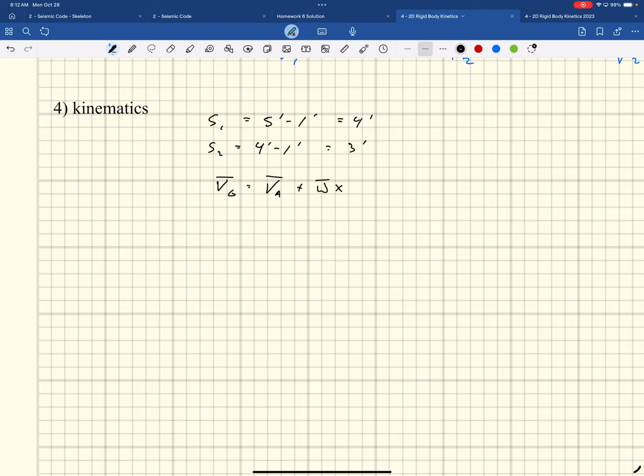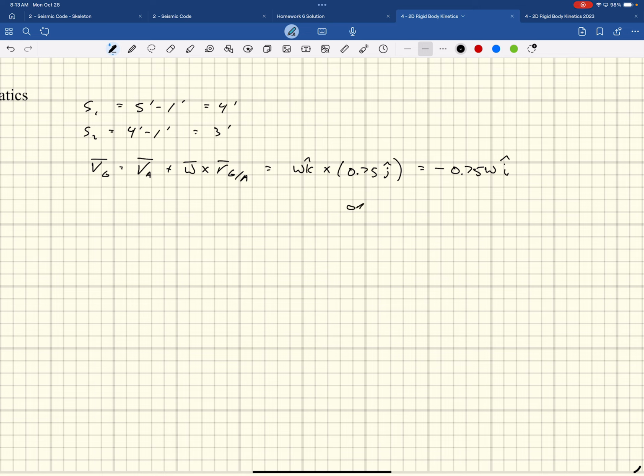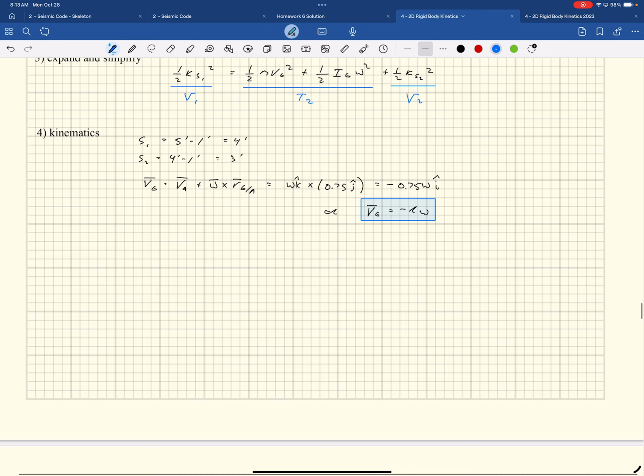If you have 2 points on the same body, I know the velocity at this point is 0, and I can take a step up to that. This is the most robust way to do it. So this is omega in the k direction, and I cross that with 0.75 in the j direction. And what we get is negative 0.75 omega in the i. Or, if we look back at rolling wheel kinematics, we determined this once before, because it's just a rolling wheel. So you might make note of that.